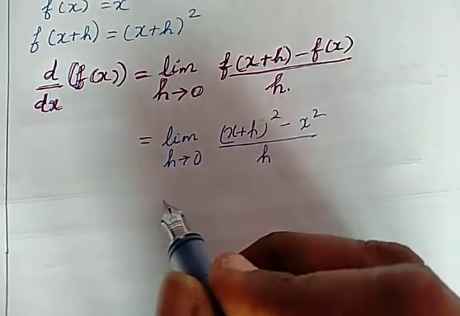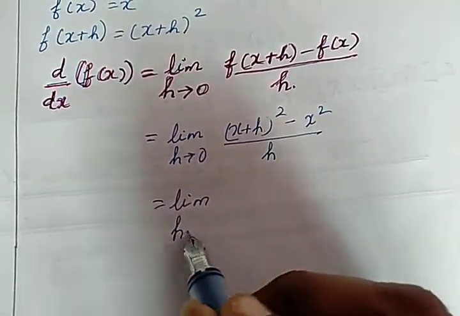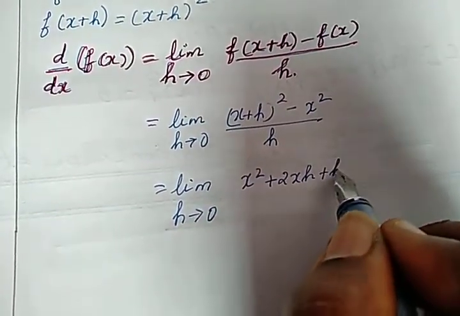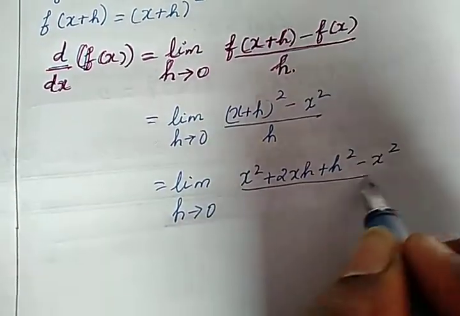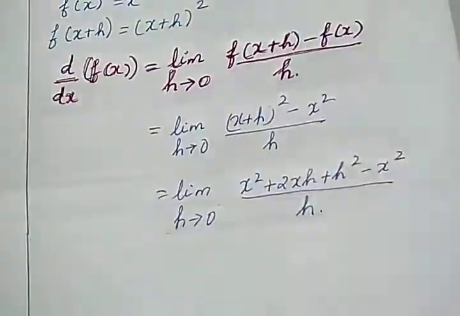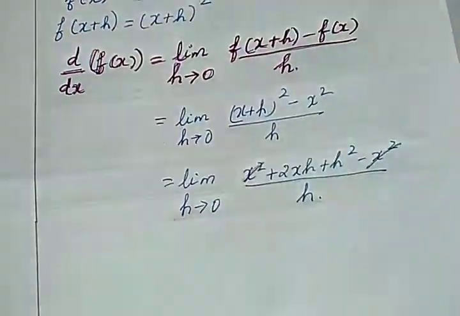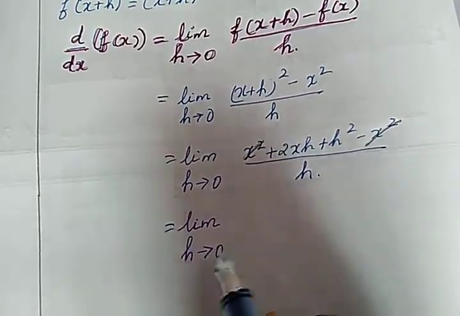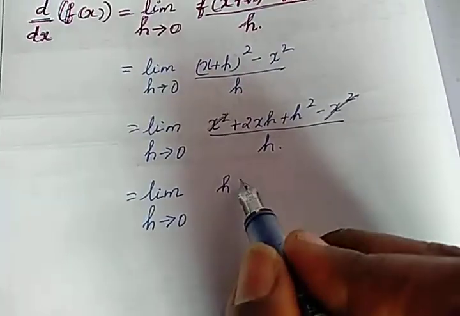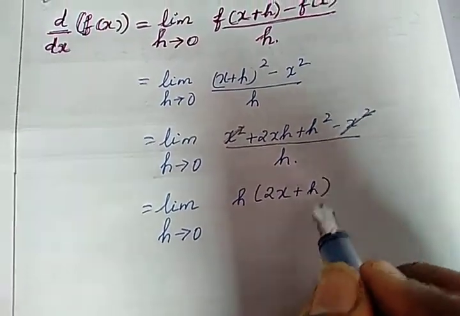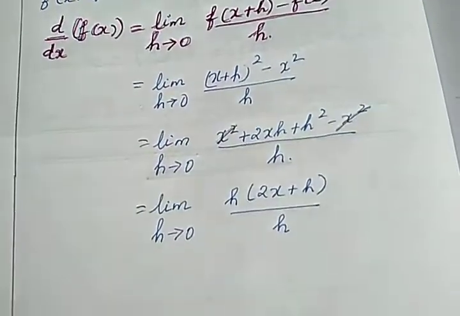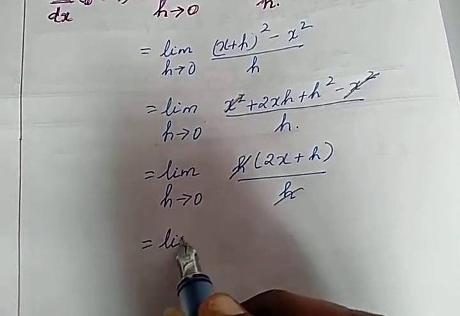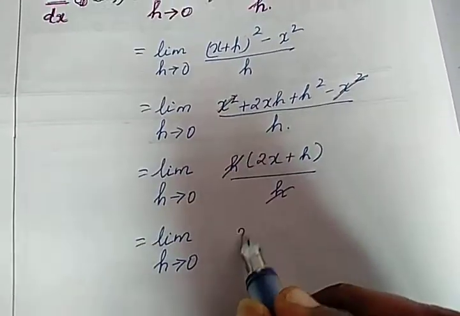Expand using the a plus b the whole square formula, you will get limit h tends to 0, x squared plus 2xh plus h square minus x squared the whole divided by h. Here plus x squared and minus x squared will get cancelled. The remaining will be limit h tends to 0. I'll take h common outside, so I'll get h times 2x plus h, the whole divided by h. Now again h and h will get cancelled. The remaining will be limit h tends to 0, 2x plus h.